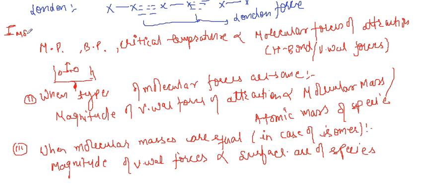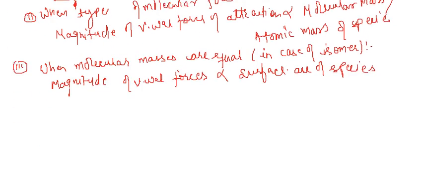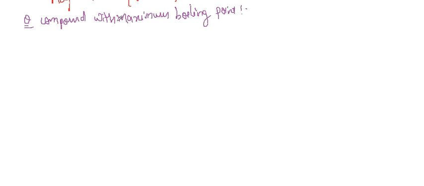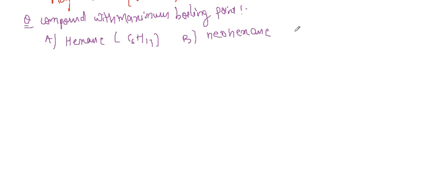When the type of forces are the same, we then consider the molecular mass. When molecular masses are the same, it depends on the surface area. So now let's understand this by an illustration: the compound with maximum boiling point is. We have four options. A is hexane, that is C6H14. B is neohexane, C is isohexane, and D is can't be predicted.